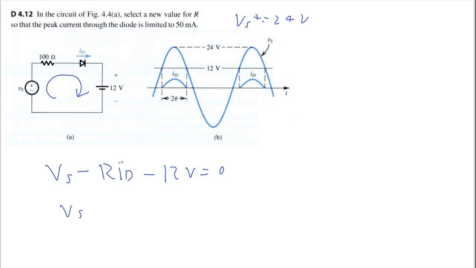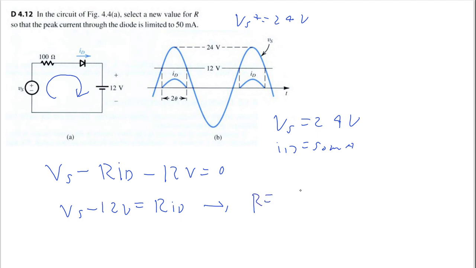So I can add R ID to the right side of the equation. So I have Vs minus 12 volts is equal to R times ID. And for this problem, I'm going to have Vs equal 24 volts because I'm interested in the peak current. So I'm interested in the peak voltage. And we're going to set ID equal to 50 milliamps. So therefore, I can say R is equal to 24 volts minus 12 volts divided by 50 milliamps.